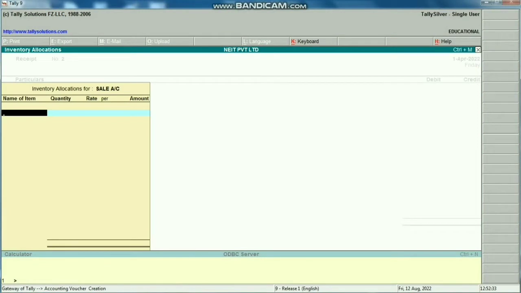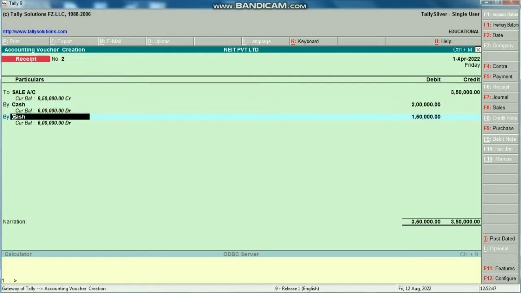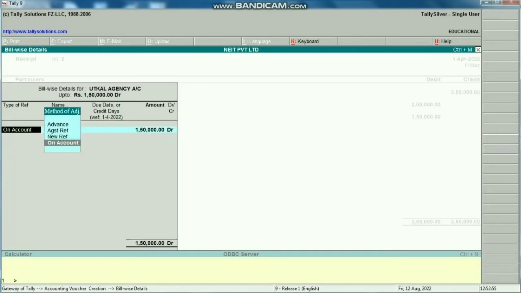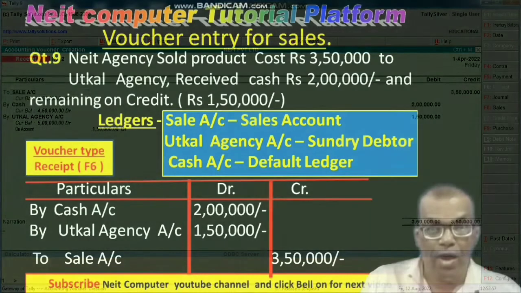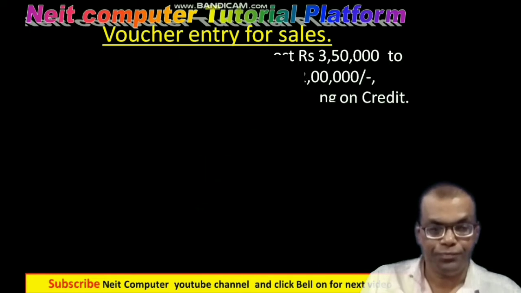Now the point is, why does the cash account become a debit of 2 lakhs? Because Utkal agency directly paid Neit computer 2 lakhs by cash, so cash is coming into the cash account, which becomes a debit. And Utkal agency becomes a debit because it has not yet paid 1,50,000 to Neit agency. So Utkal agency becomes a debit 1,50,000 and the sale account becomes a credit 3,50,000.